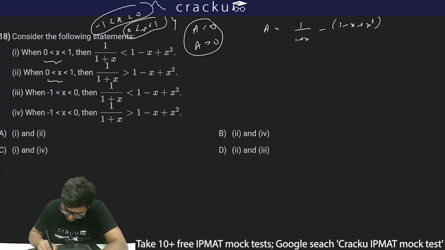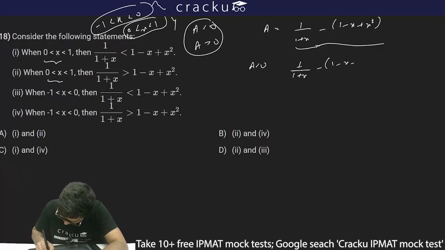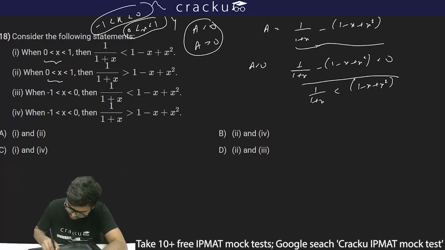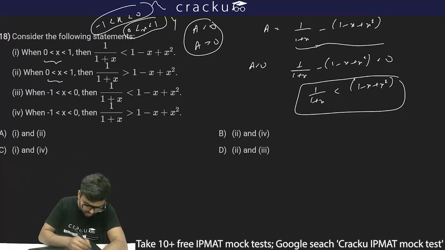Because ultimately if I get a is less than 0, I can get 1 upon 1 plus x minus 1 minus x plus x square should be less than 0. So 1 upon 1 plus x should be less than 1 minus x plus x square. So I'll get this if a is less than 0. So I have to check whether a is less than 0 or a is greater than 0.